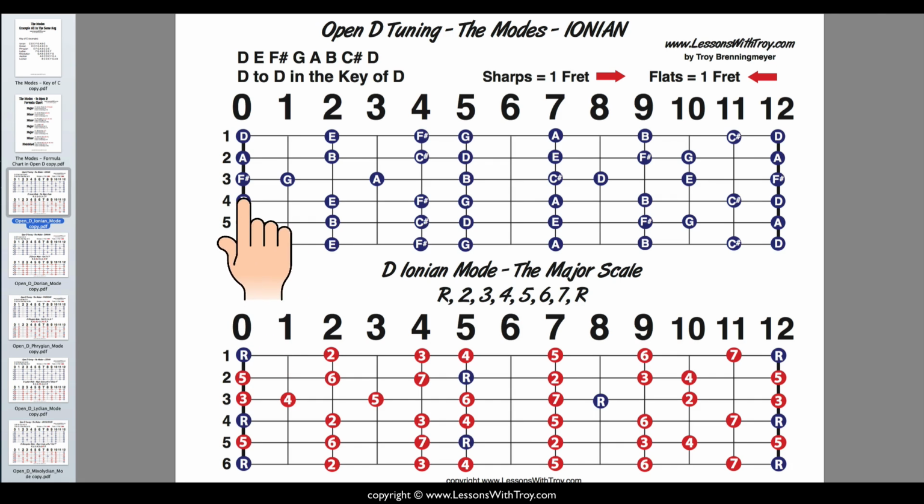I let these low strings ring out, and in this Ionian mode, I just played D, E, F sharp, G, A, B, C sharp, D, which is just a D major scale, right? D to D in the key of D. So if you think about the modes this way, you're just going to change certain notes of that scale to give you a different sound.